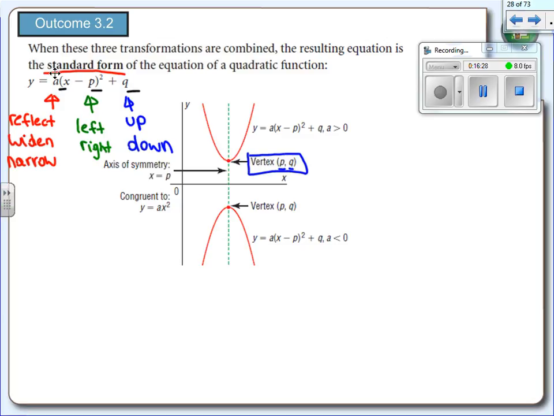This also helps us find our axis of symmetry, because our axis of symmetry is always the x value of your vertex. So that means your axis of symmetry is just your p value.